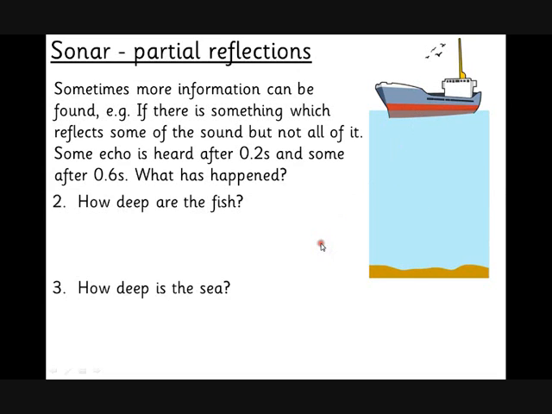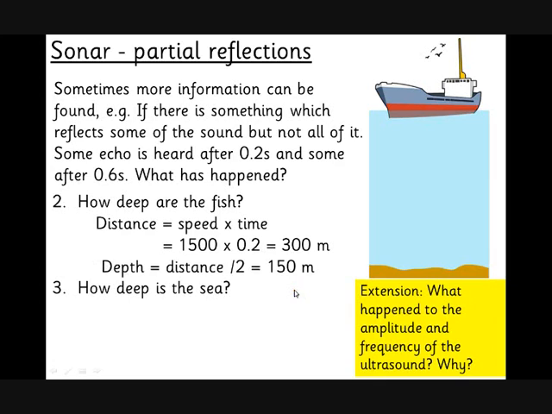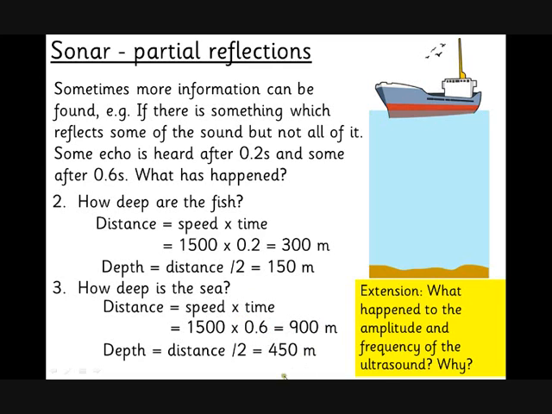So the echoes come from 2 different places. How deep are the fish? Well, it took 0.2 seconds for the sound to come back. So distance equals speed times time. 1500 times 0.2 is 300. So the depth of the fish is 150 meters. Same sort of calculation. The depth of the ocean is 450 meters.